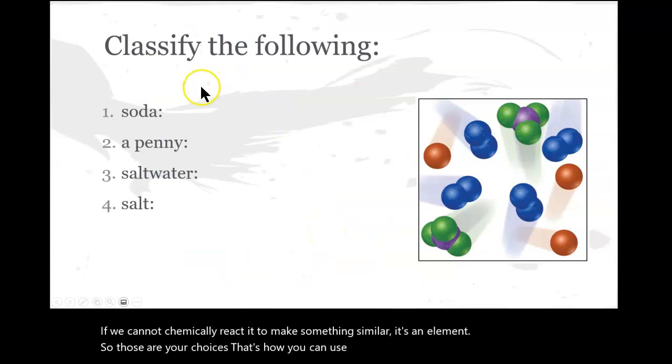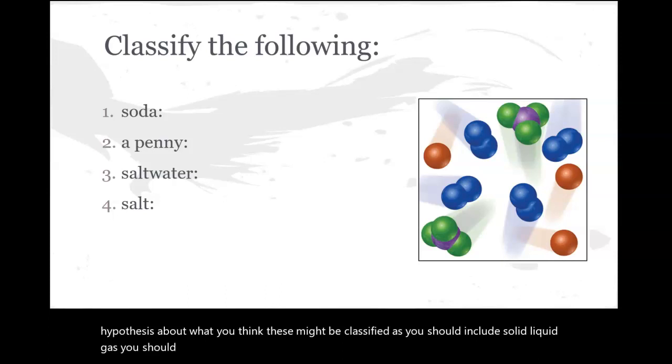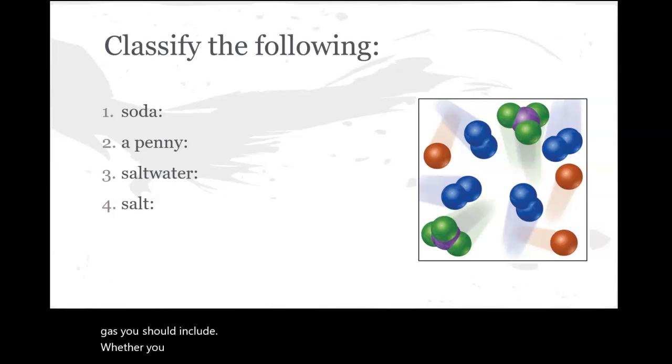I want you to try and make some hypotheses about what you think these might be classified as. You should include solid, liquid, gas. You should include whether you think it's a pure element, a pure compound, homogeneous mixture, or a heterogeneous mixture. Those are your 4 categories.